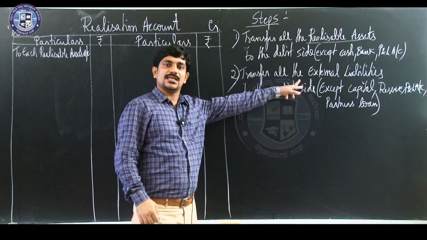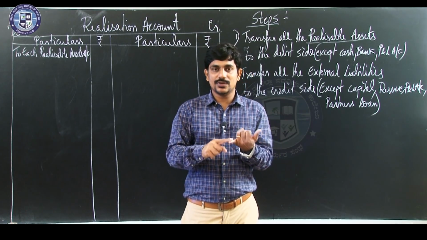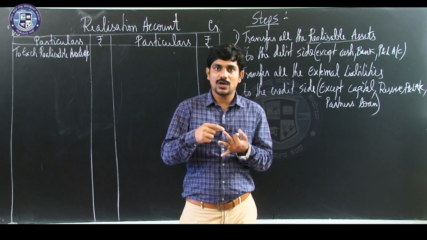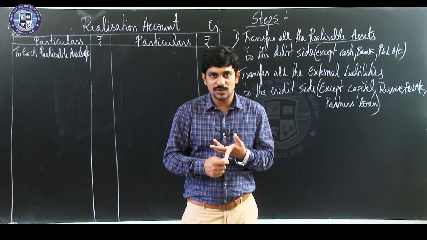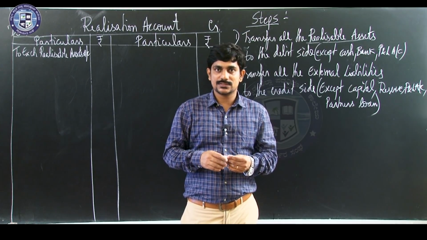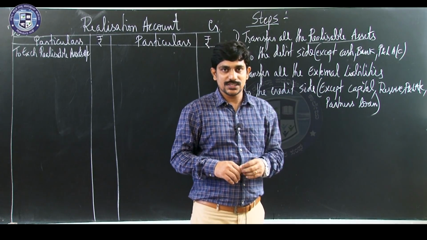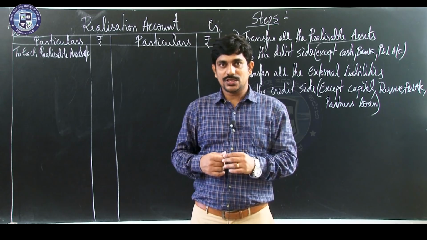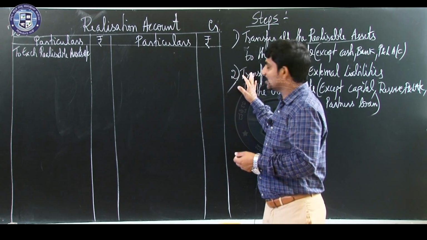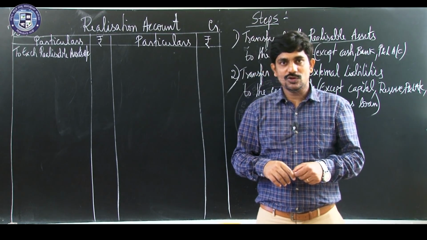Now, what is external liability? External liability is nothing but outsider liability. For example, bills payable, creditors, bank loan, bank overdraft, or money borrowed from the outsiders. That is called external liability. So when you are closing the business, what you are doing? Whatever assets are there, you need to sell, and whatever the liabilities are there, you have to pay. The firm needs to pay, partners need to pay.